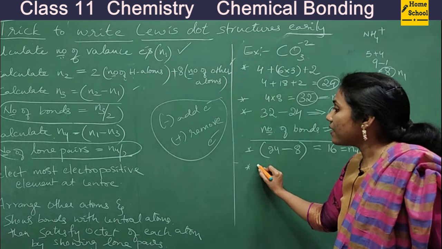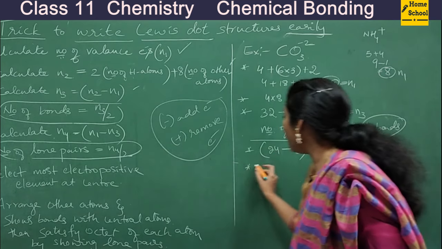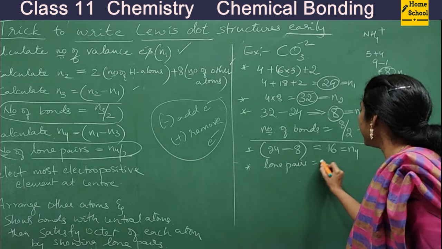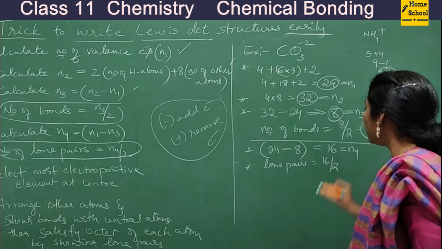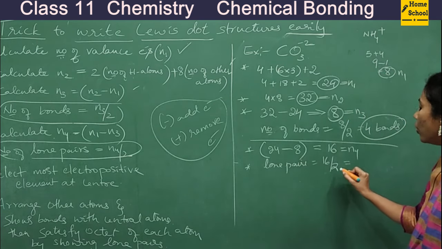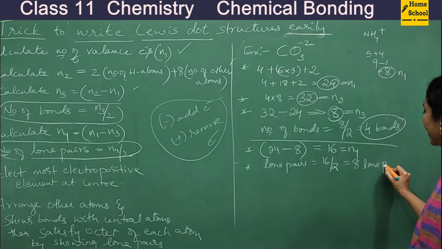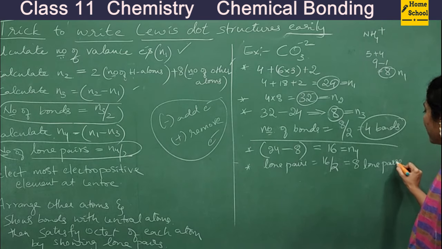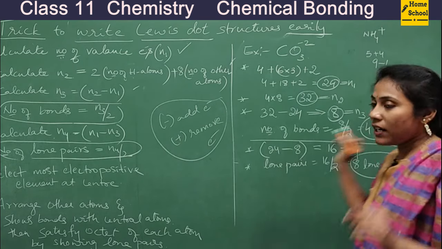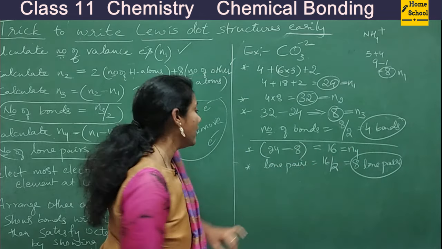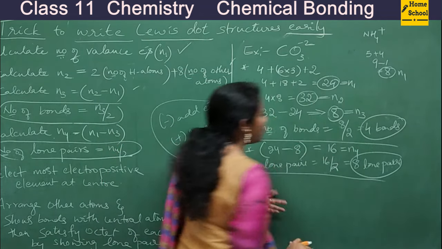So with this, you can get to know the number of lone pairs. So lone pairs are how many, guys? It is 16 by 2. So altogether you have 8 lone pairs. 8 lone pairs, isn't it? So bonds are 4 in the molecule, but lone pairs are 8. So this is the information you got to know.